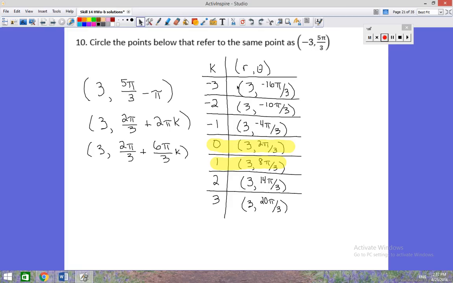So now that I have my angle measure, I'm going to find coterminal angles by adding or subtracting complete revolutions. I constructed a table. Amongst these tables here, I see that 3 comma 2 pi over 3 and 3 comma 8 pi over 3 were in our list. So those were the only two that I see among that list that plot to the same point as negative 3 comma 5 pi over 3. It describes the same location in a two-dimensional space.